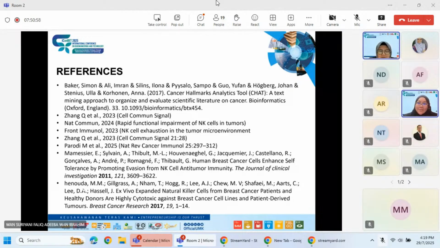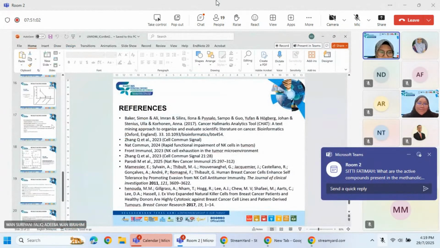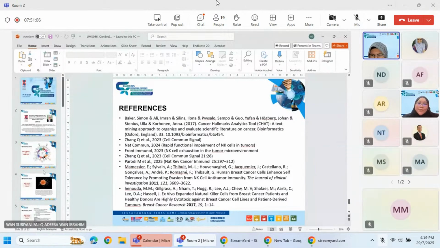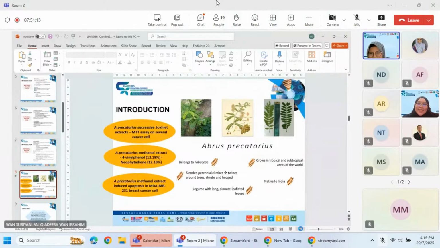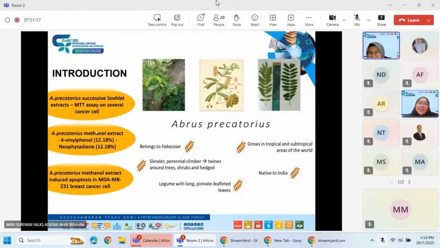Okay, thank you, Dr. Fali. Nice presentation. But I have one question based on your research. Dr. Siti Fatimah: Okay, what are the active compounds present? Same question as what I mentioned. What are the active compounds present in the methanolic leaf extract of Erbis that may contribute to the NK cell activation?